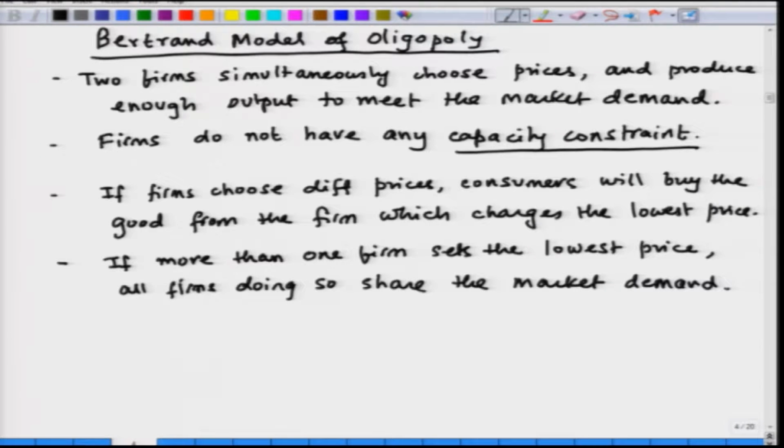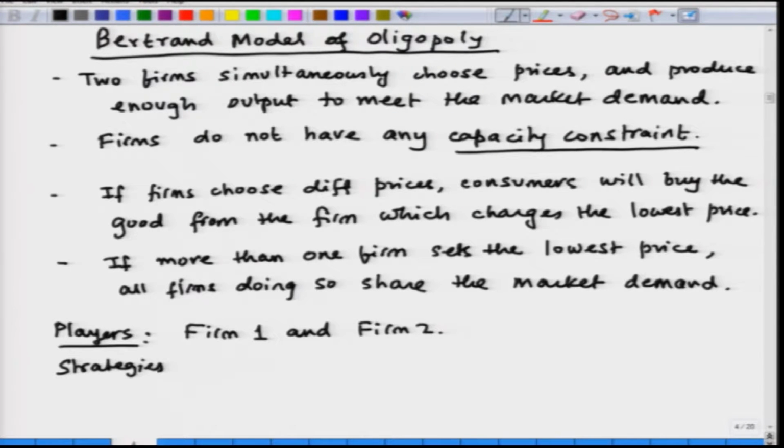Right. So, now, let us formally set up the model. The players are the two firms, firm 1 and firm 2. These are the two players. The strategies for the two players are choosing a price. Firm 1 is going to choose a price P1, firm 2 is going to choose a price P2. We will talk about the payoffs in just a moment.